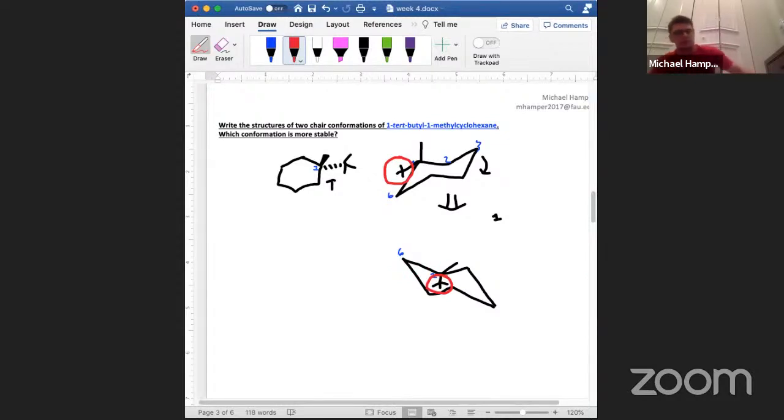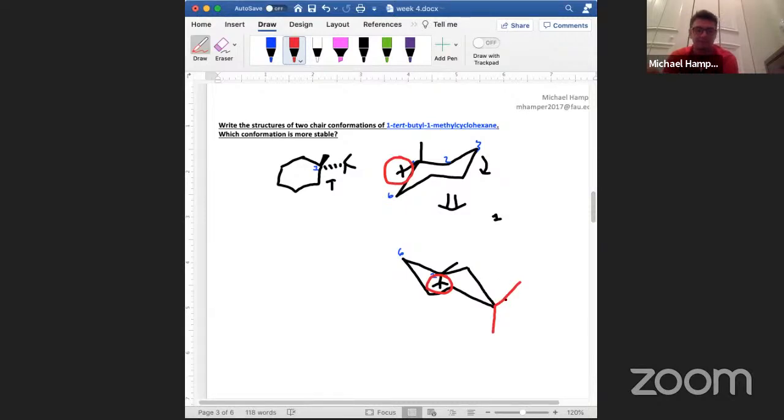Can it be axial up and equatorial up on the same carbon? No, it can't. Axial and equatorial are always pointing in different directions when you're looking at the same carbon. Again, this position on this carbon is axial. How do we know that? Because the elbow is pointing down. And this would be its equatorial position for that carbon.